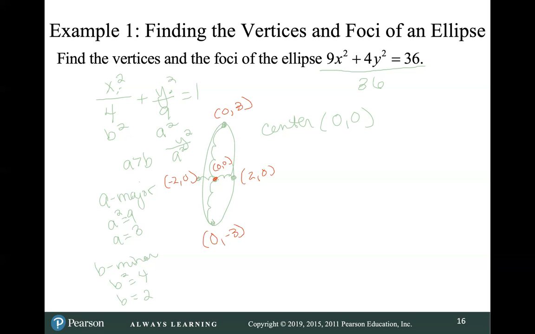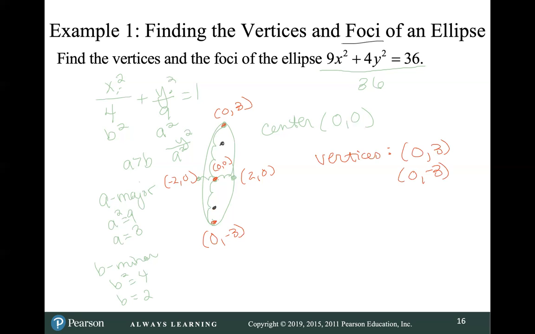Okay, so I found all of my points, but which 2 are the vertices? The vertices are the ones on the major axis or the focal axis. So my vertices are 0, 3, and 0, negative 3. Now I need to find the foci. The foci are the ones that are on that same axis, but inside of my ellipse.